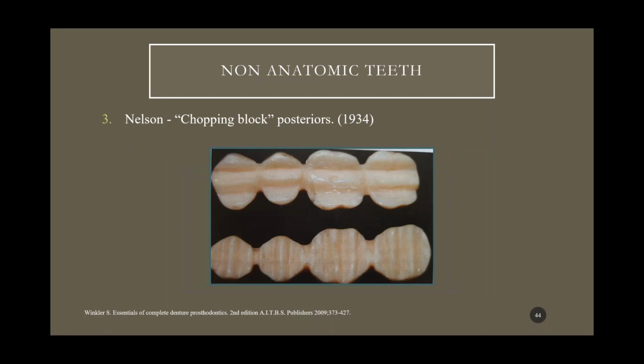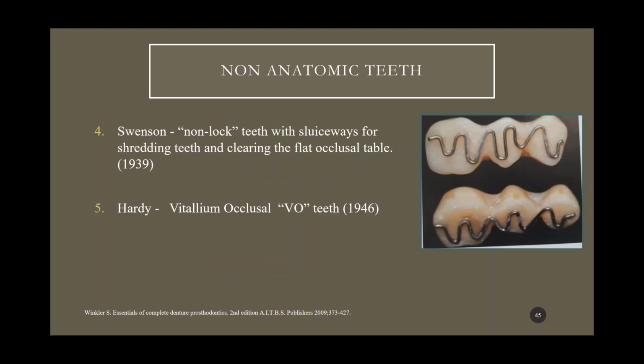Then in 1934, Nelson designed the chopping block teeth, which have a flat occlusal surface with ridges. The mandibular ridges were placed transversely, while the maxillary ridges were placed mesiodistally. The perpendicular contact made by the ridges was claimed to give an efficient shredding mechanism. Then in 1939, Swenson designed the non-lock teeth. He designed a flat occlusal table with sluiceways for shredding and allowing food to escape from the occlusal table.